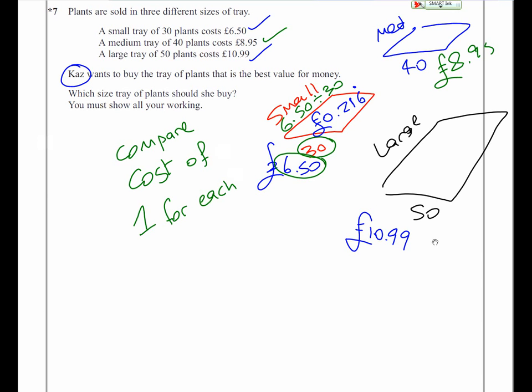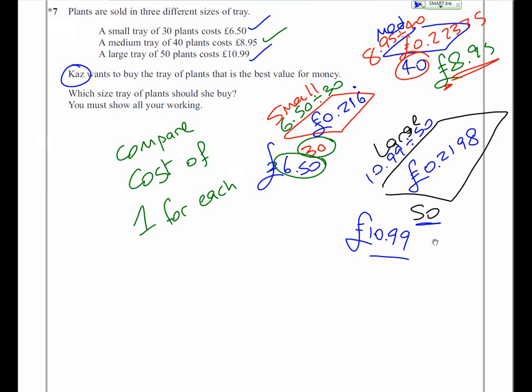Medium is going to be 40 for £8.95. So to find out one, do £8.95 divided by 40, and that costs 22.3p. Your calculator will give it you in pounds because you use pounds. 0.22375. The large one is going to be 50 for £10.99. So it's going to be £10.99, which is your total cost, divided by how many you got. You get an answer of 0.2198. So, which is the cheapest?